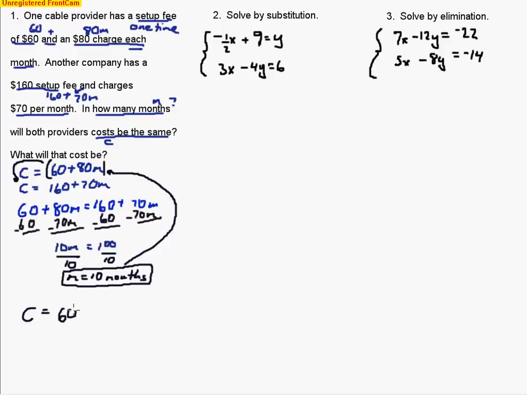So 60 plus 80 times 10. You go ahead and do some of that math there. 80 and 10 multiply to make 800, plus the 60 gives me 860. So there it is. 860 is the cost after the 10 months, and that's how much they'll charge when they are the same amount.